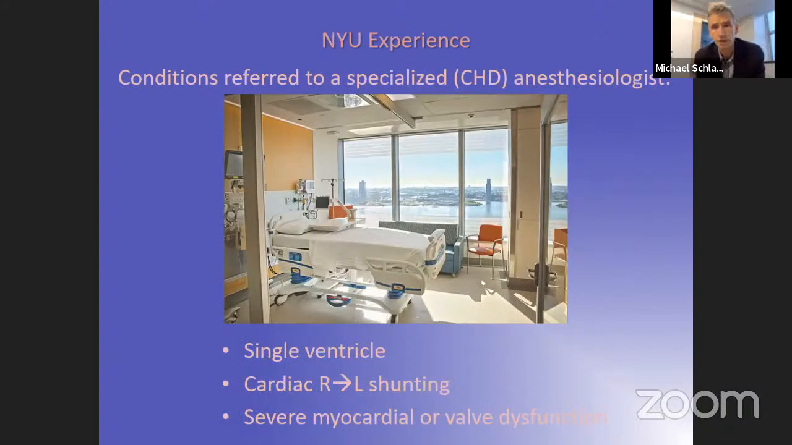Our risk stratification is not inconsistent with what the literature suggests, but it's rather simple. It's a little bit simplified, I would say. What we do is that we refer all patients with single ventricles, with cardiac right-to-left shunting, and with severe cardiac or valve dysfunction to an anesthesiologist with specific CHD experience. And everything else goes to the general group. Next slide.